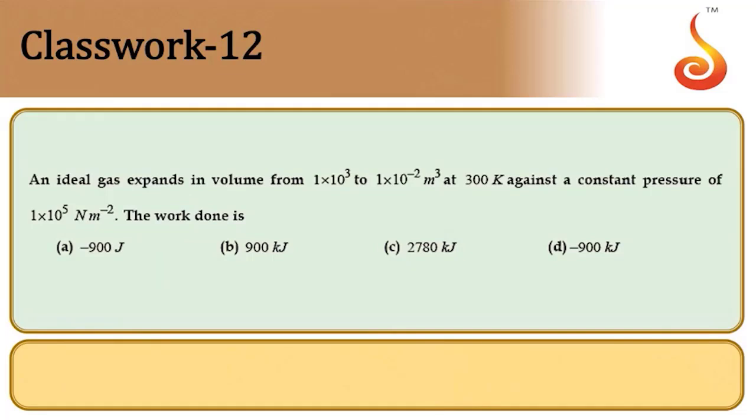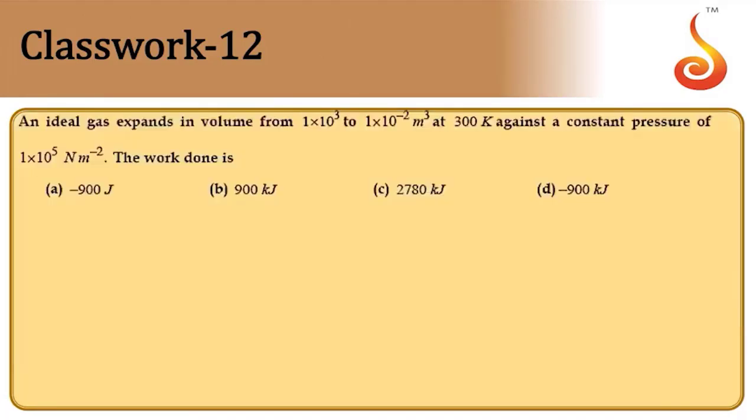In a volume from 10 to the power of minus 3 to 10 to the power of minus 2, at 300 Kelvin, against a constant pressure of 10 to the power of 5 Newton per meter square, then the work done is equal to. Here the volume should be increasing from lesser to higher volume, so 10 to the power of minus 3 must be the initial volume.